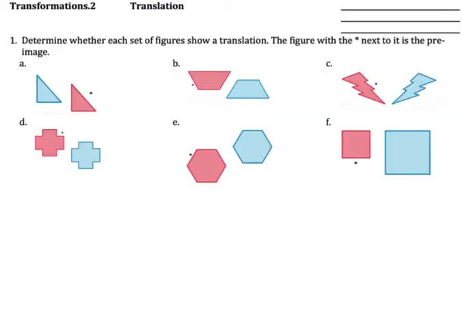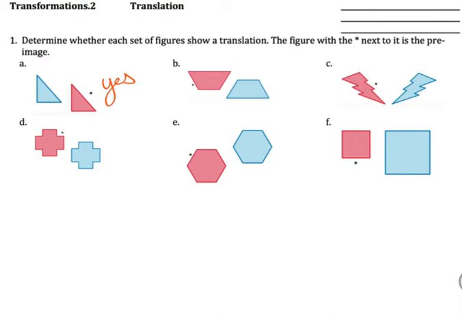All right, in your practice, let's take a look. Number 1, determine whether each set of figures shows a translation. The figure with the star or the asterisk next to it is the pre-image. So these are yes/no questions. You look at the first one, is it a translation? Yeah, it is. You quickly answer it and you can go ahead and move on.